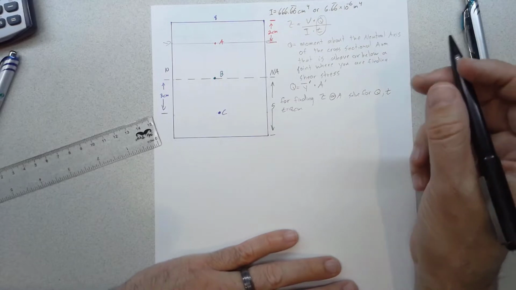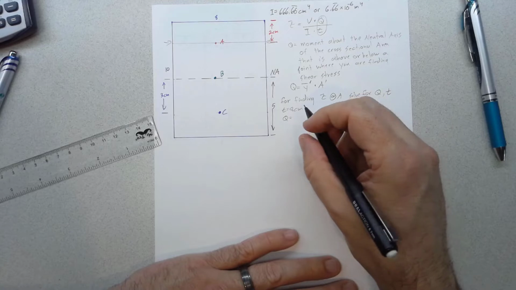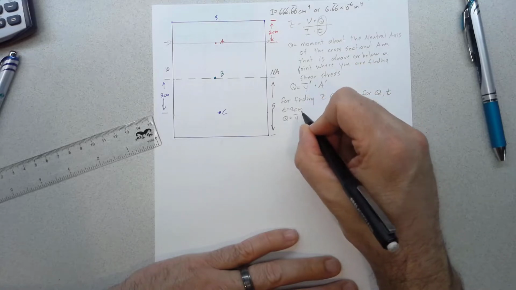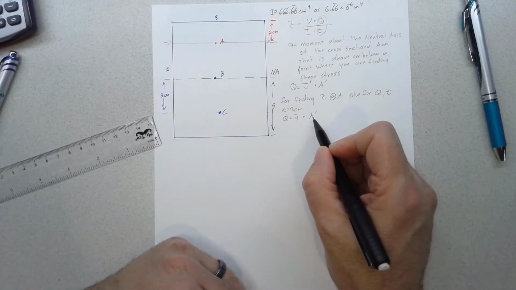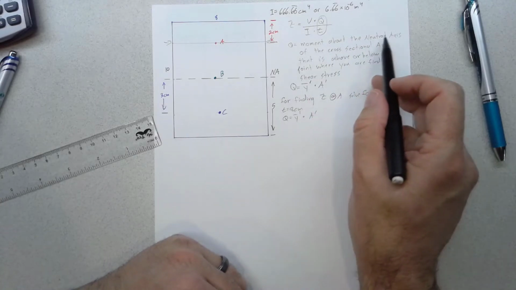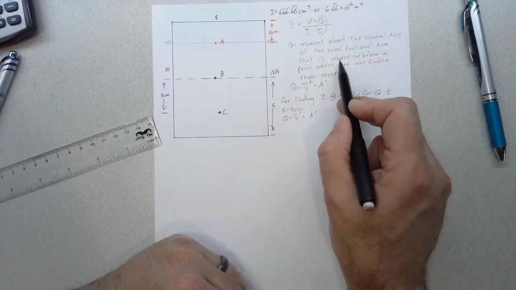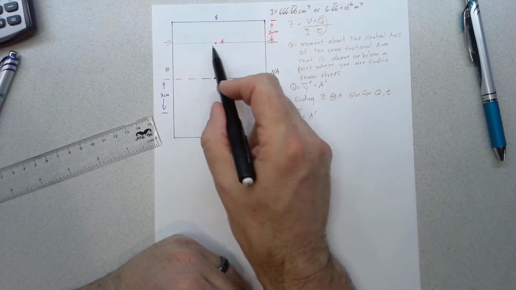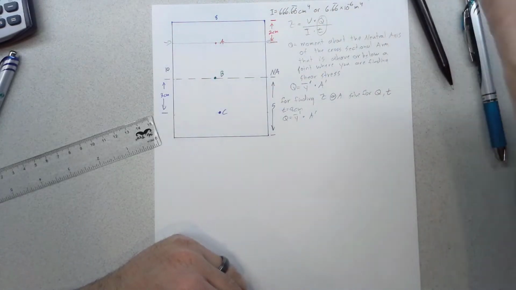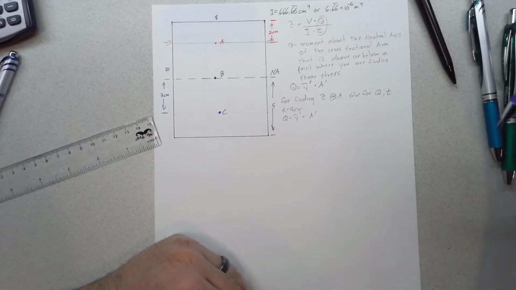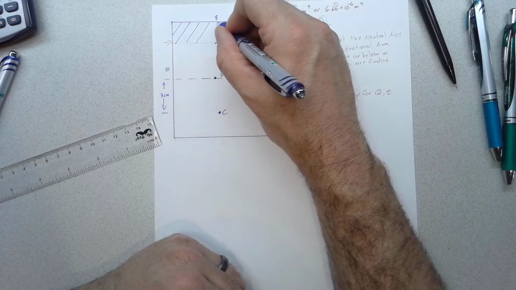A little more complicated. Q is equal to, we said, y bar prime times area prime. Okay, let's talk about what the area prime is. So it says Q is the moment about the neutral axis of the cross-sectional area that is above or below a point. So here's the point. So we can solve for Q using either this area above A, so I could do it using this purple area.